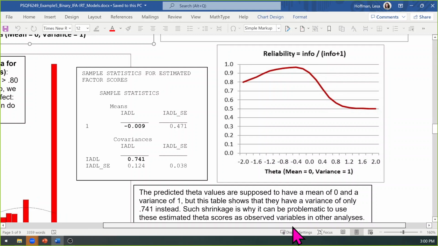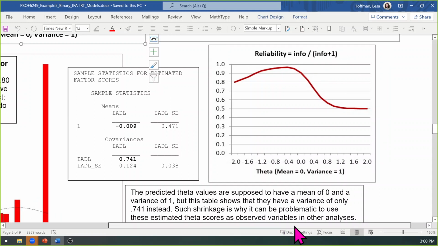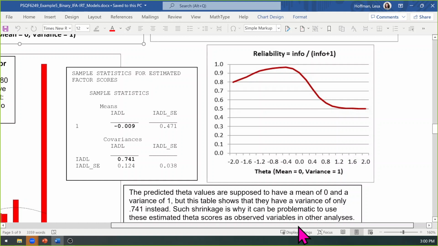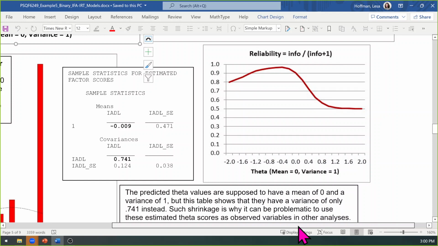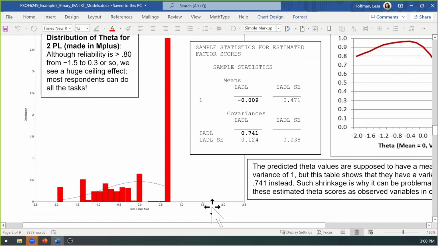So I've had questions from several of you about theta having a normal distribution, right? Do you think that these thetas are going to have a normal distribution? No. Here's my theta distribution. Does that look normal? Not even close. I have a giant pile of people here. These are all the people who said, I can do all of this. I have no idea how high they are because my scale doesn't measure them.